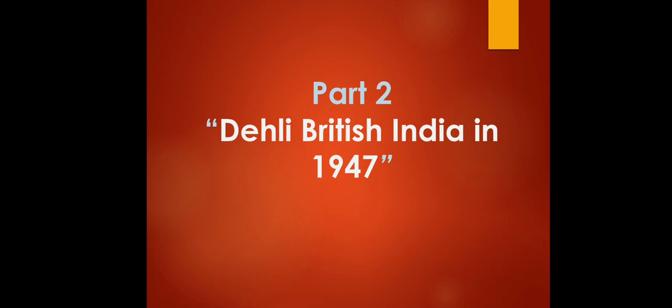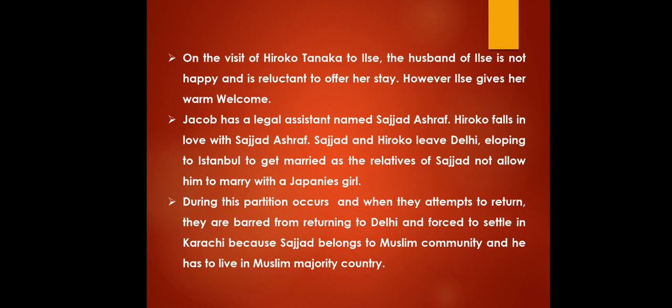On the visit of Hiroko Tanaka to Ilse, the husband of Ilse is not happy, because she was a Japanese woman. So Jacob was not allowing Hiroko Tanaka, and he is reluctant to offer her a stay. However, Ilse gives her a warm welcome. Why did Ilse give her a warm welcome? Because she was the lover of her brother Conrad.